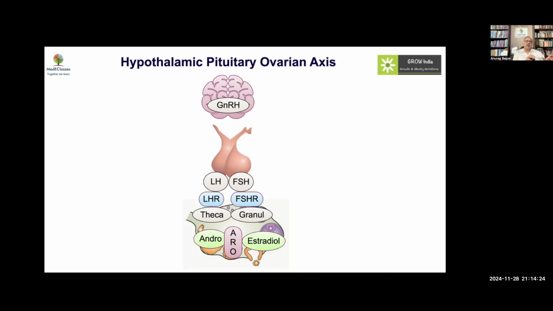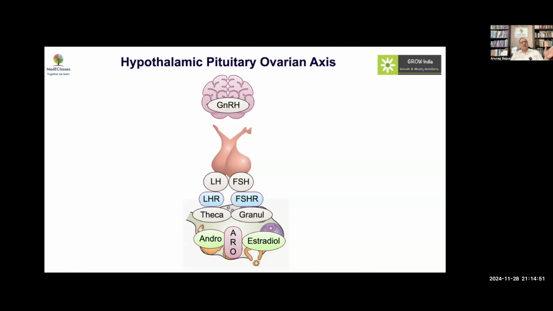So in general terms, when we talk about the overall classification of XY-DSD versus XX-DSD, the basic difference is that XY-DSD is an act of omission, while XX-DSD is an act of commission. So if you do not have a bipotential gonad, do not have a testis, do not have a testosterone, do not have a 5-alpha reductase, do not have androgen receptor, you will have a XY-DSD.